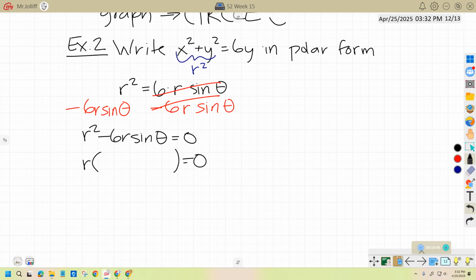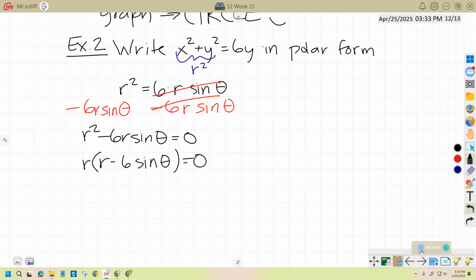If I take an R out of r squared, what am I left with? An R, perfect. If I take an R out of 6r sine theta, what am I left with? 6 sine theta. That's perfect. That's less scary, because now I have single powers of r instead of r squared.